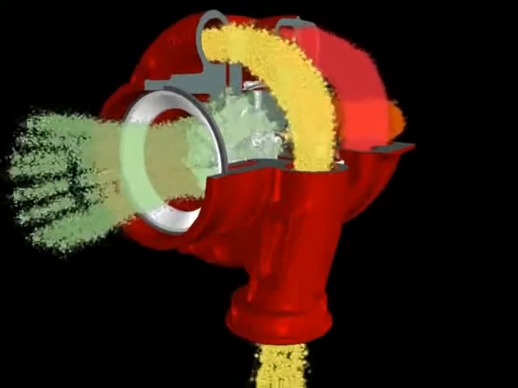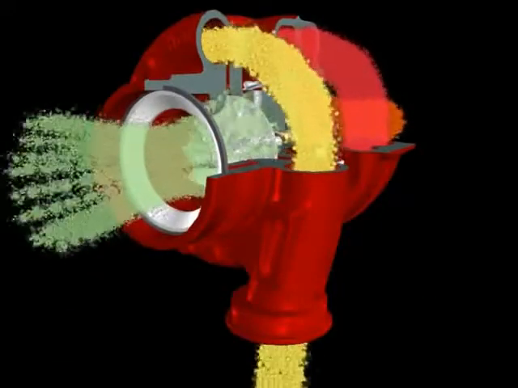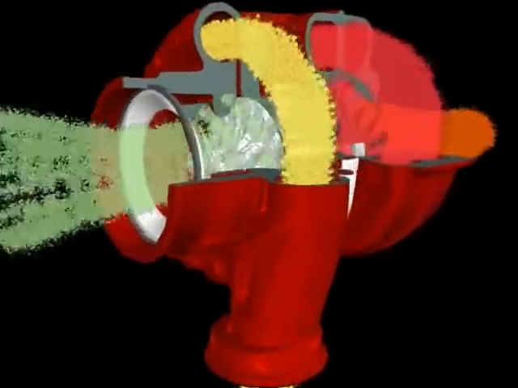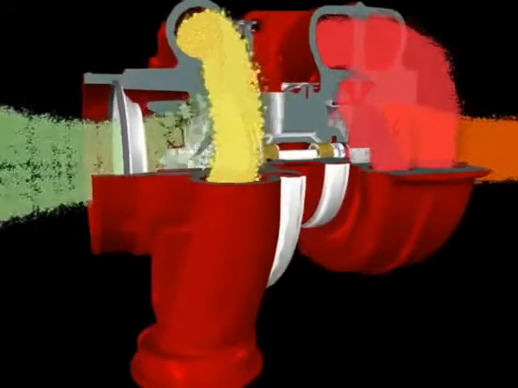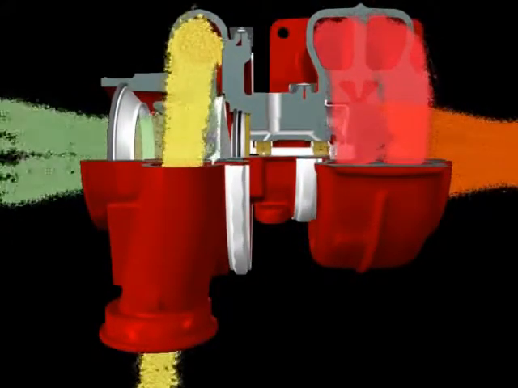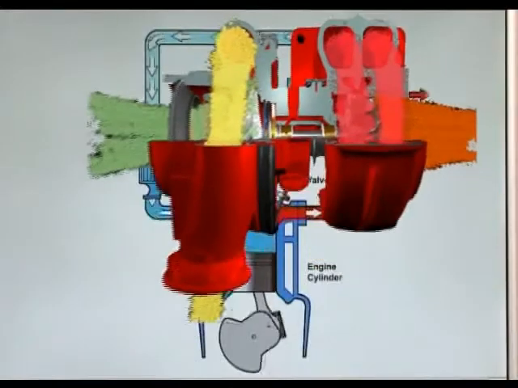However, it leaves the compressor cover at around 200 degrees Celsius. As air temperature increases, its density decreases, thus even more air can be forced into the engine if the air is cooled after the compressor stage. This is called intercooling or aftercooling and is achieved by cooling the air either with water or air.